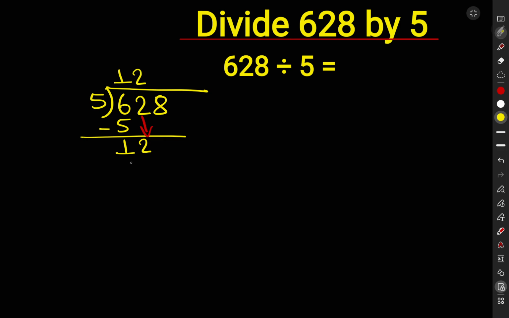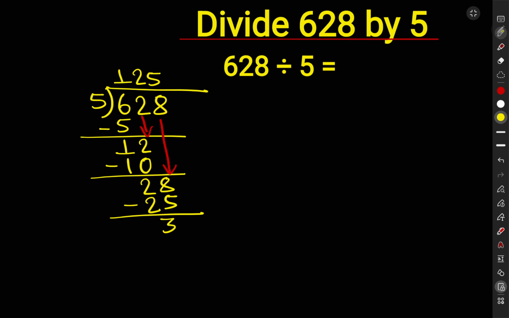5 times 2 is 10. On subtracting we get 2. So again we put down this 8 and it is 28. 5 times 5 is 25. On subtracting we get 3.